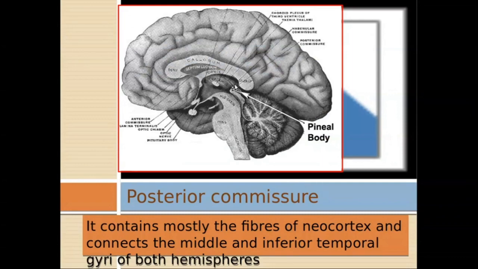Posterior commissure. Next to the pineal body in the posterior wall, we have the posterior commissure. It contains mostly fibers of the neocortex, which connect the middle and inferior temporal gyri of both hemispheres. So that may be the short notes on the posterior commissure. We have already covered the anterior commissure, habenular commissure and the posterior commissure now.